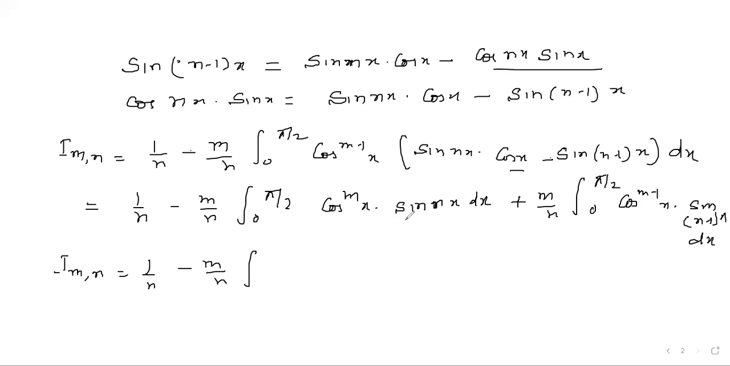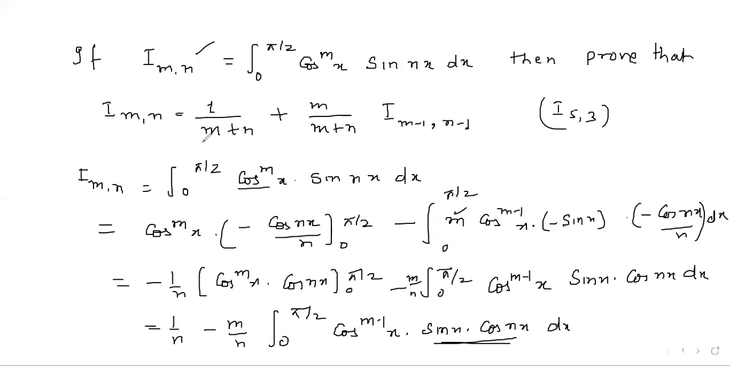So we can write this as I_mn equal to 1 upon n minus m upon n, and this thing is the same as the original question, so again we can write it as I_mn plus m upon n times the integral. We can use the notation: this can be written as I_(m-1, n-1), because this is cos^(m-1) x and sin (n minus 1)x. So we have got the first result. This thing we have proved.